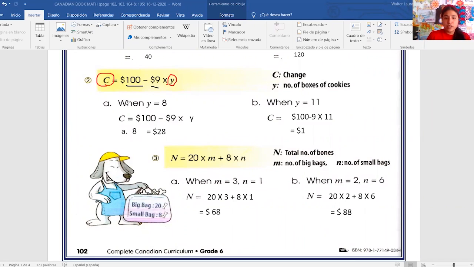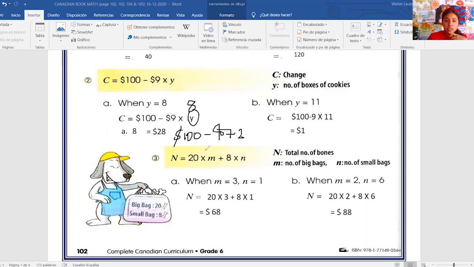So let's change into the formula. The value of Y is 8. So we have to replace here. C equals $100 minus $9 times Y, but we know the value of Y. It is 8. So $9 times 8 equals $72.